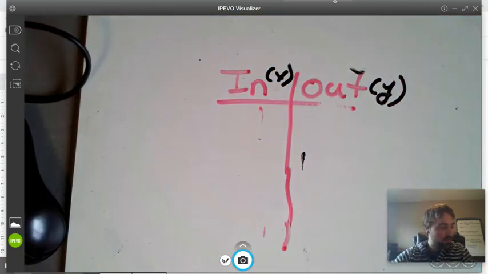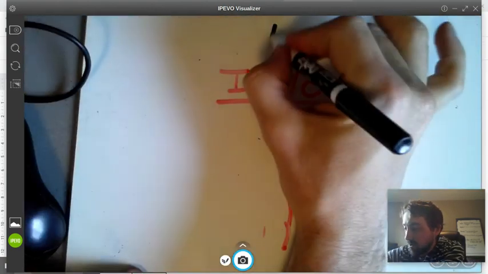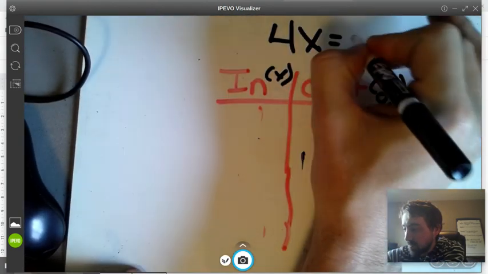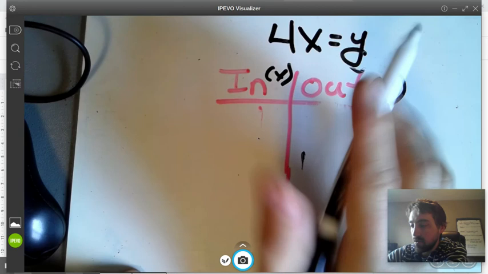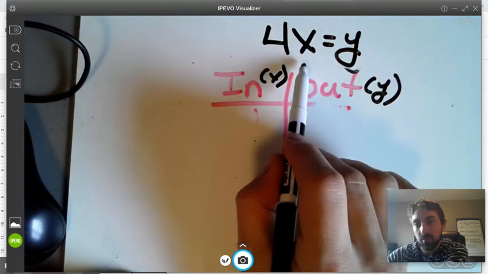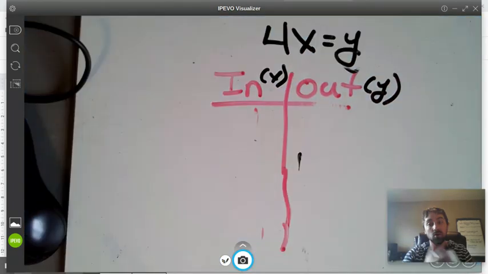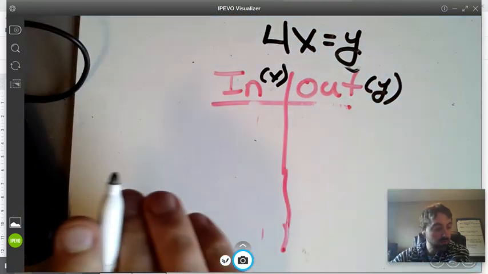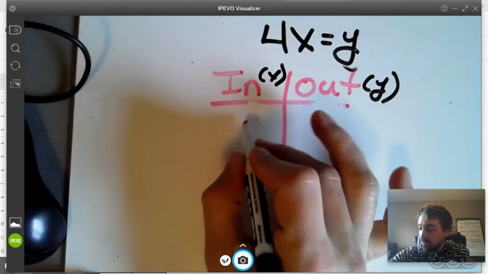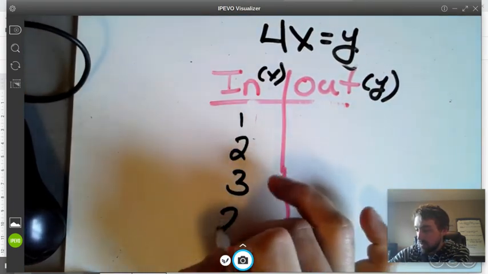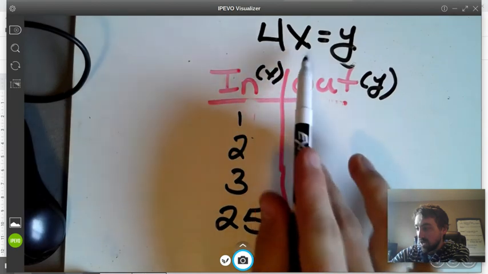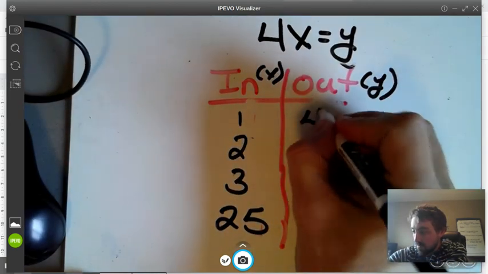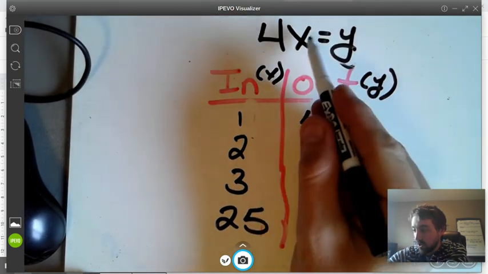The next one is 4x equals y. So remember, when we have 4x, when the coefficient is right next to the variable, that means the variable is multiplied by that number. So we are multiplying 4 by whatever the input is to get our output. So we have 1, 2, 3, and 25. So 4 times 1 is 4, because our input is 1, and that's what the x becomes.